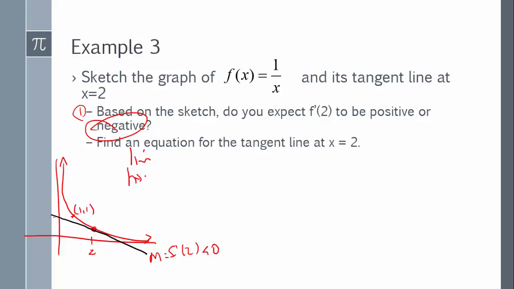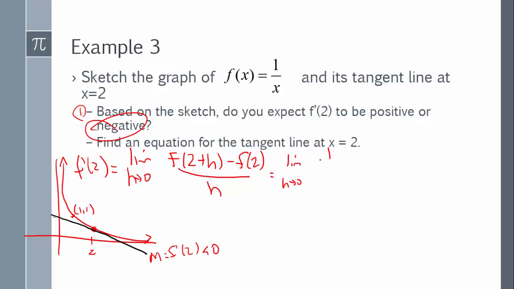So I want the limit as h goes to 0 of f of 2 plus h minus f of 2, all over h. So we're trying to get the derivative at 2 first. So that's going to be the limit as h approaches 0 of 1 over 2 plus h minus 1 over 2, all over h. This is why we did weird limits like this in Chapter 2, so that you could handle this. Okay, we've done ones like this before, where I've got a complex fraction.